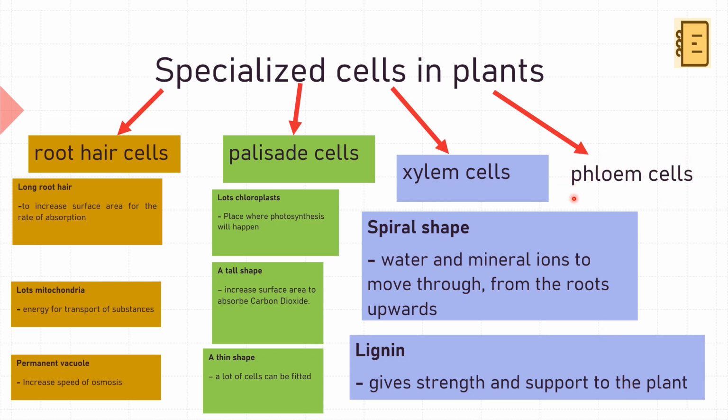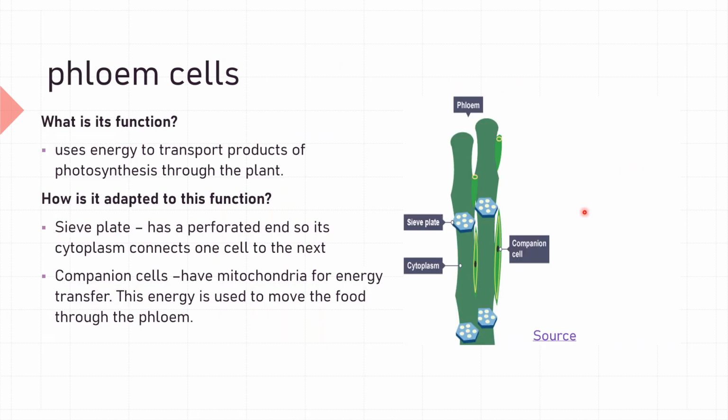And then we have the phloem cells. The phloem cells are also part of plant cells. They have a similar function to xylem, they just need to transport something else. They will not transport water and mineral ions. They will use energy to transport products that are made in photosynthesis. If you know that in photosynthesis glucose and oxygen are made, then phloem will be responsible for the movement of these kinds of substances. So again, we are talking about some kind of movement.